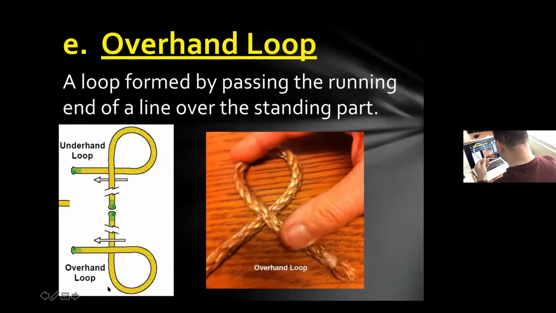On the contrary, the next term is overhand loop. That's the opposite. If you go in front of the rope, that's an overhand loop. Underhand, under the standing part; overhand, over the standing part.